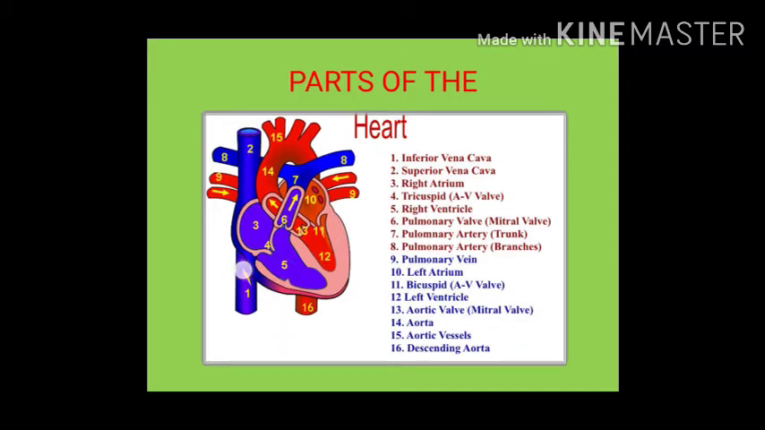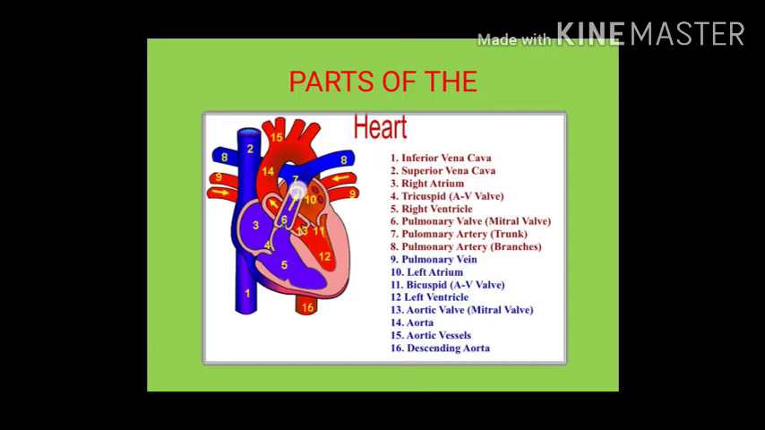From right atrium through the tricuspid valve, which is given number 4 here, it moves to right ventricle, which is denoted by 5. From 5 it is moving to 6, that is the pulmonary artery, which is going to take the blood to the lungs. The pulmonary artery also has branches.